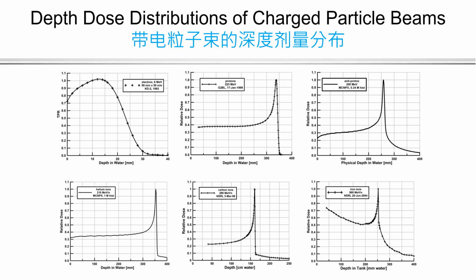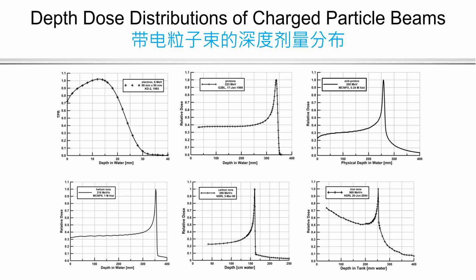The figure at the lower left is for a 218 MeV per nucleon helium ion beam. Its distribution also looks similar to that from a proton beam, except the peak is a little narrower and the distribution has a small tail. The figure in the center at the bottom is for a 290 MeV per nucleon carbon ion beam. The peak is even narrower than the helium beam and the distribution has a larger tail.